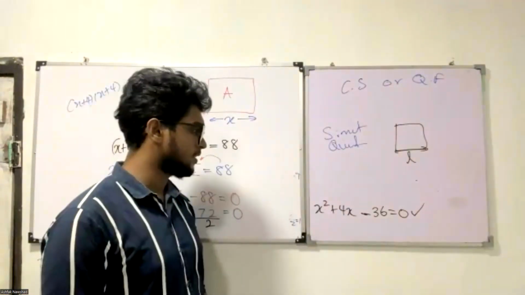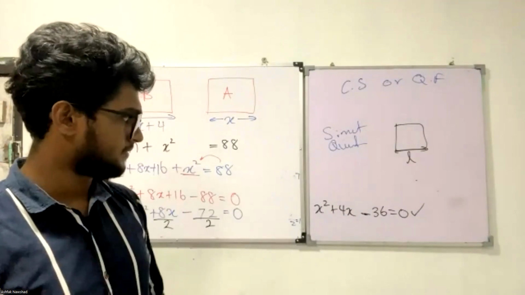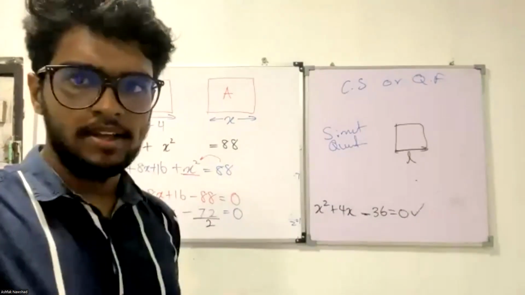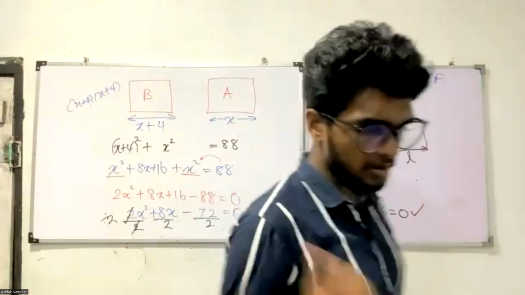It's better to use completing the square. Completing the square would be easier, I guess. Take a few minutes and try to complete it, or else use the quadratic formula, no matter.